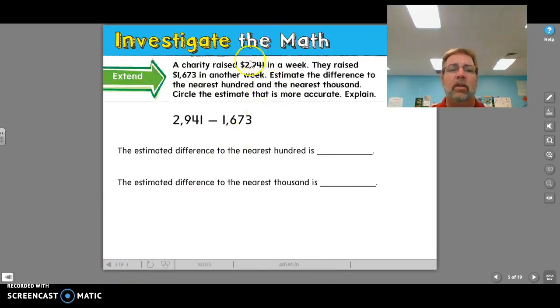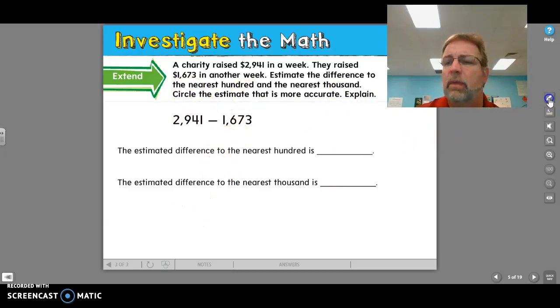Okay, let's take a look at this next problem. A charity raised $2,941 in a week. They raised $1,673 in another week. Estimate the difference to the nearest hundred and the nearest thousand. So you're going to do both there. Circle the estimate that is more accurate and then explain. Okay? So we're going to model this together.